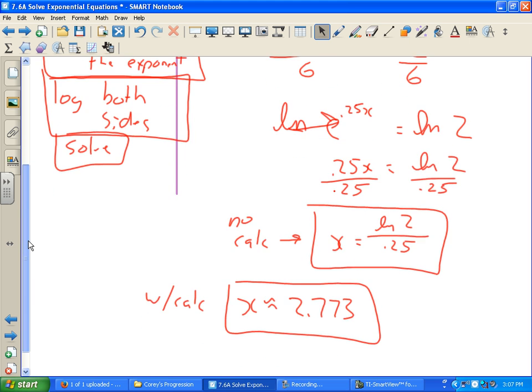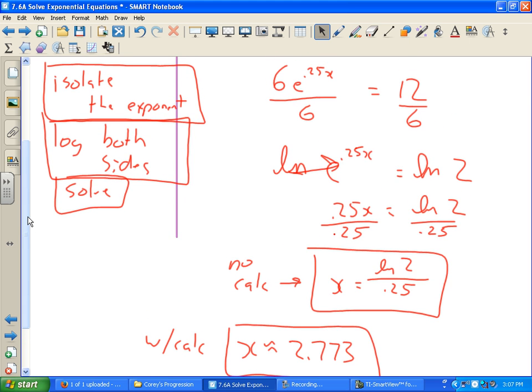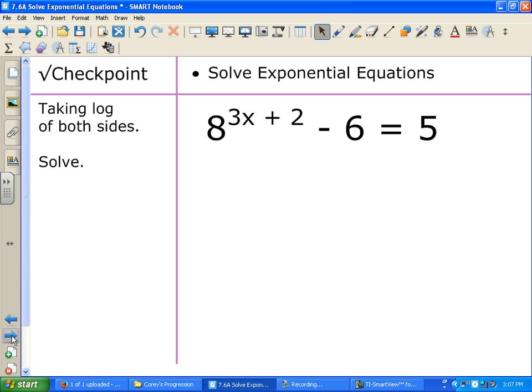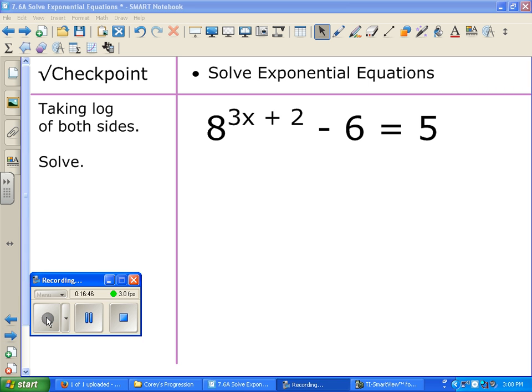Isolate, log, solve. Pause the video and solve the problem. When you're ready to move forward, go ahead and unpause it. All right, if you're done with the problem, here we go to the next problem.